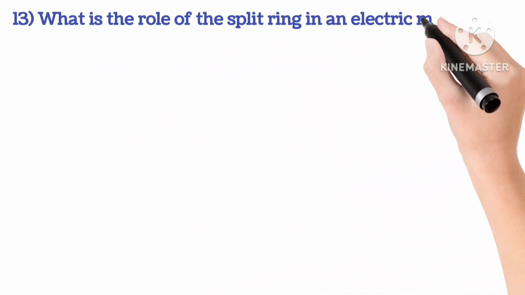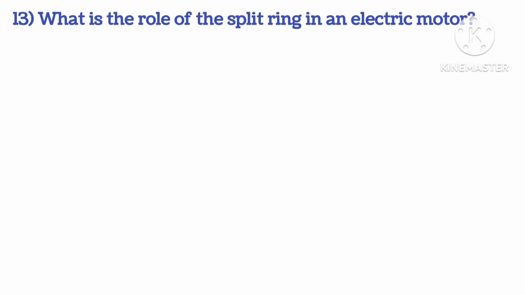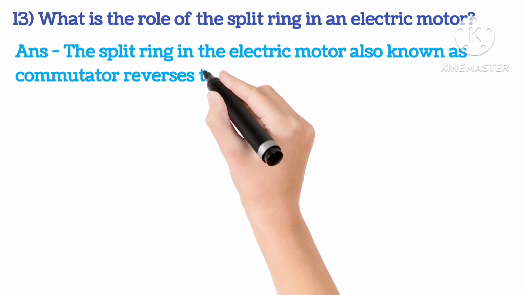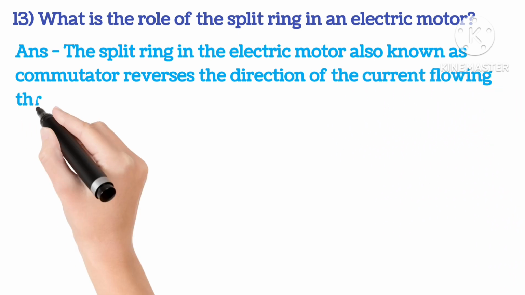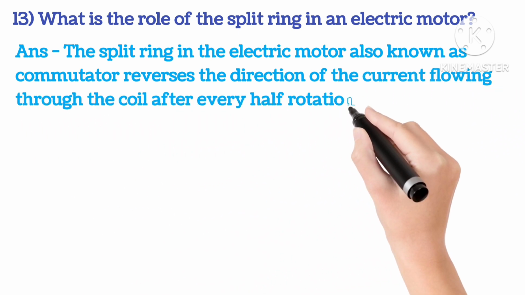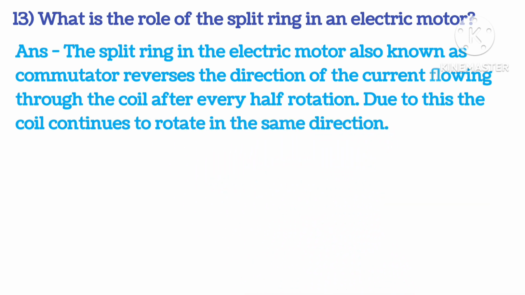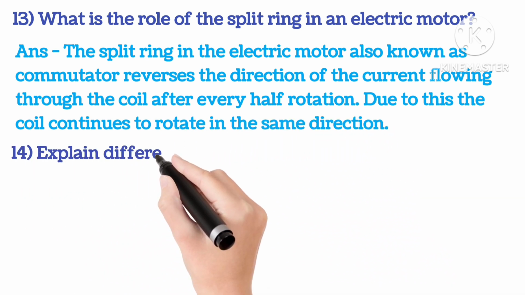What is the role of the split ring in the electric motor? The split ring in the electric motor, also known as commutator, reverses the direction of the current flowing through the coil after every half rotation. Due to this, the coil continues to rotate in the same direction.